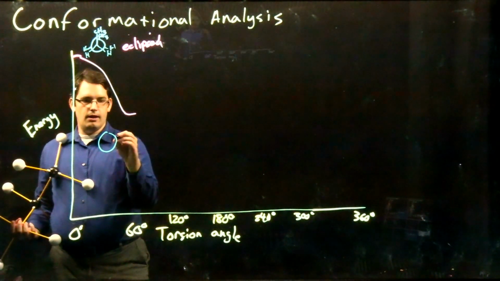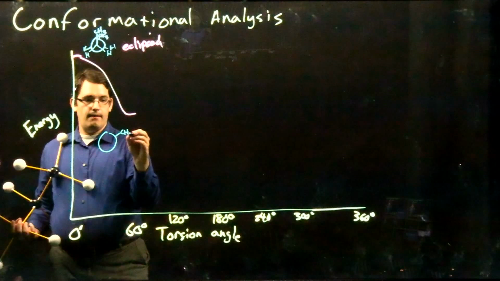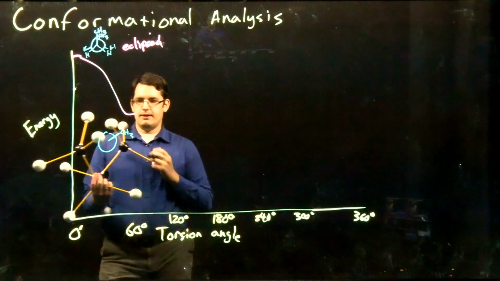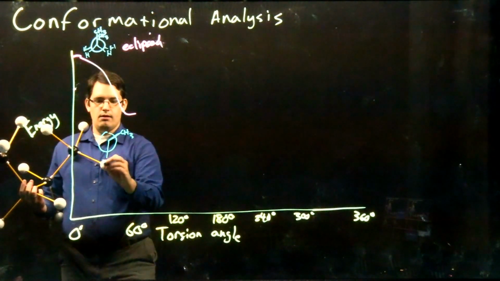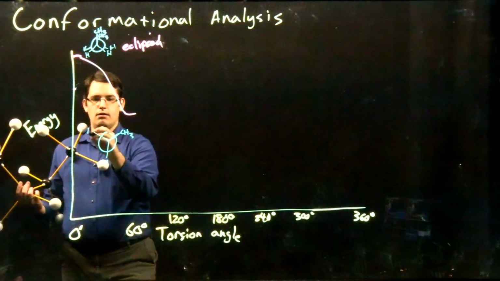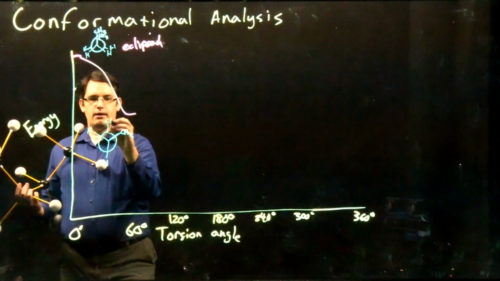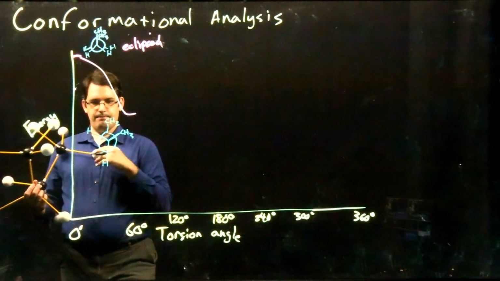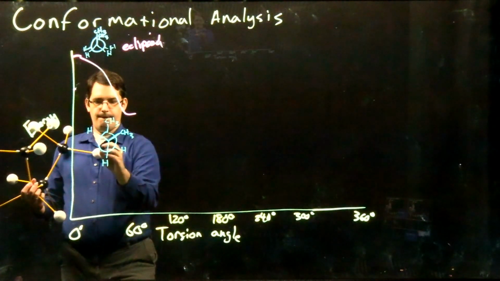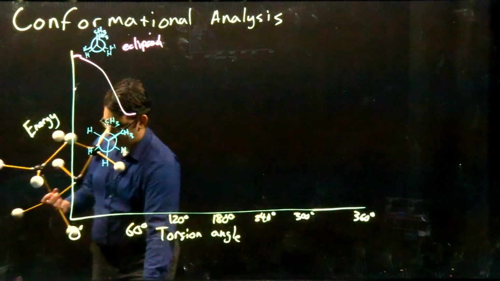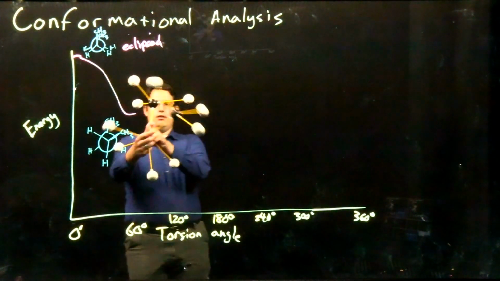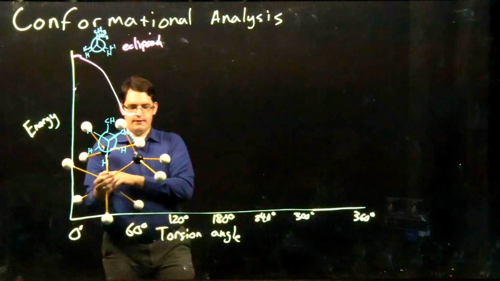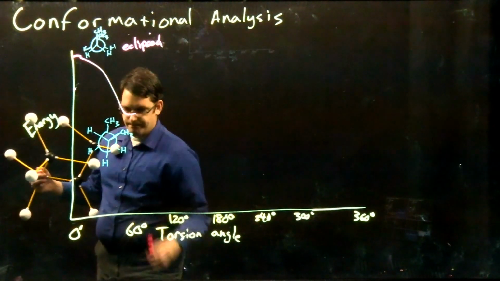So we have our front carbon pointing out to the side somewhat. We've got our hydrogens. Our back carbon is still pointing straight up. So I've rotated my front carbon and created this new staggered conformation.